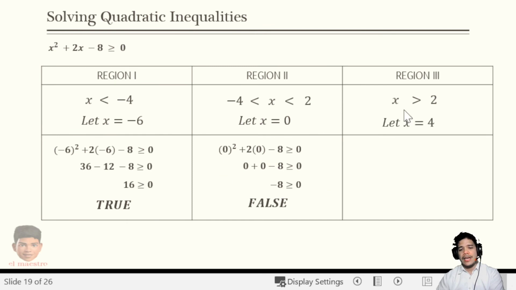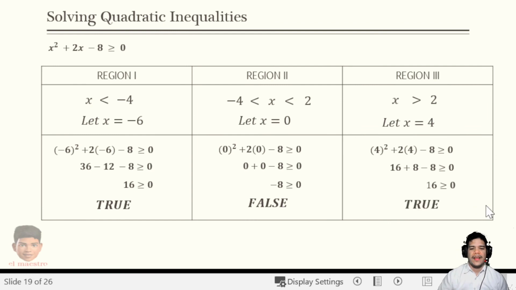Region 3, x is greater than 2. You can have it 2, you can have it 3, 4, 5. So for this case, gamitin natin yung 4. Okay? Substitute, and you have 16 is greater than 0, which is true. Okay? So yung tatlong region na map na natin. So first region is true, second region is false, third region is true.